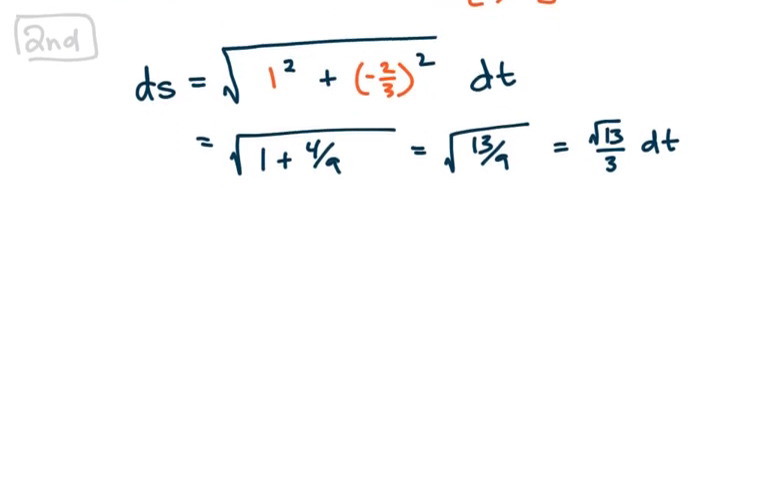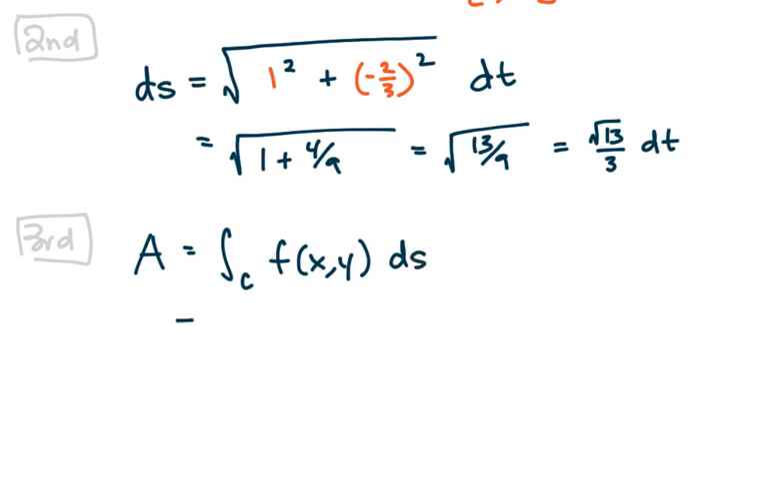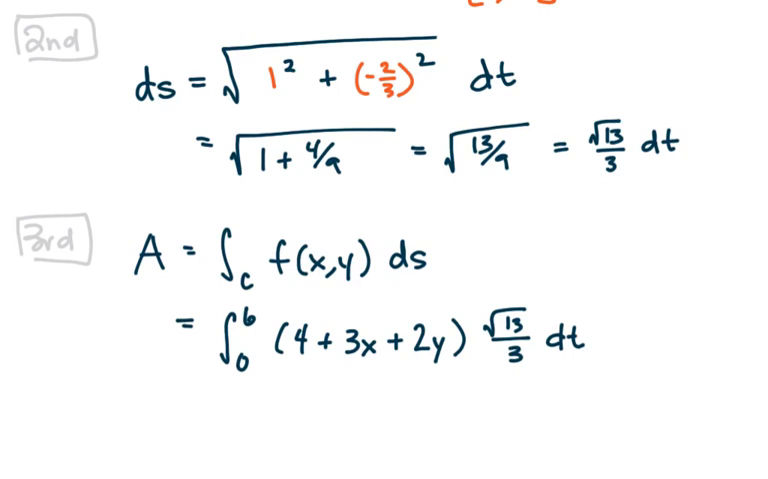So my third step: area is the line integral over C of that function f of x y ds. Or in this case, the integral from 0 to 6 of 4 plus 3x plus 2y, and ds is root 13 over 3 dt. Now, we can't integrate this yet because we need everything in terms of t.